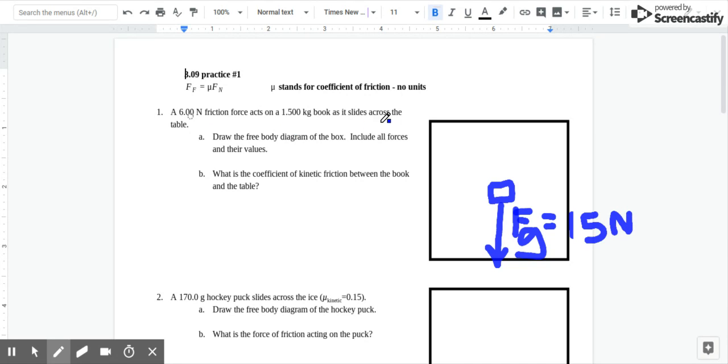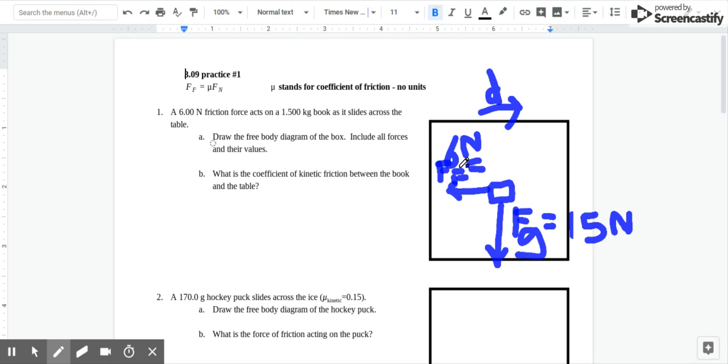Okay, we've got a 6 Newton friction force. I'm going to pretend like the box is going that way, which means the friction force will point this way. It'll be a little shorter than that, but we're just going to deal with it. So the force of friction is 6. I'm going to put the 6 up here. And then there's no applied force. It doesn't talk about it.